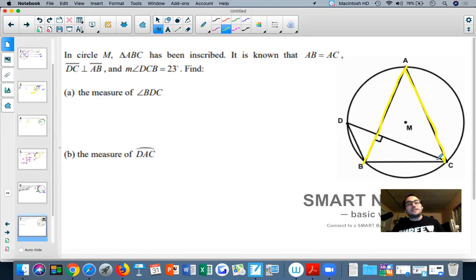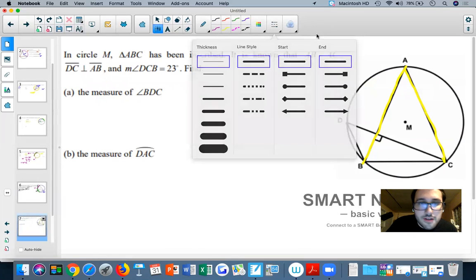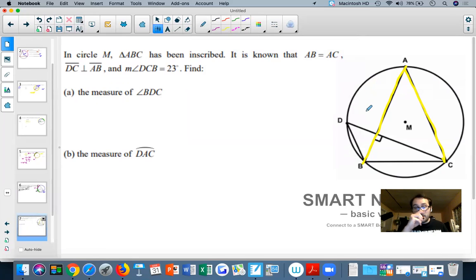It also tells us that DC is perpendicular to AB, which means that it creates a right angle. That's already written there. And last but not least, let's see if I can fit all this in here, because I know it's going to be a lot of writing. The measure of DCB is 23 degrees. So DCB, this angle right over here, is 23 degrees.